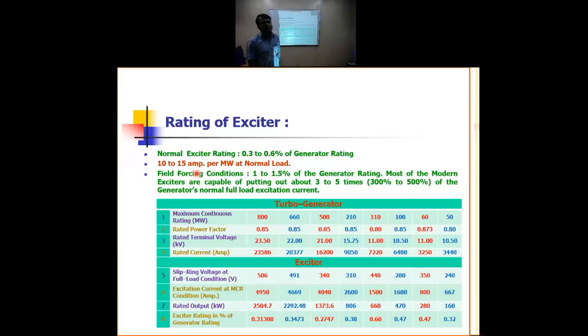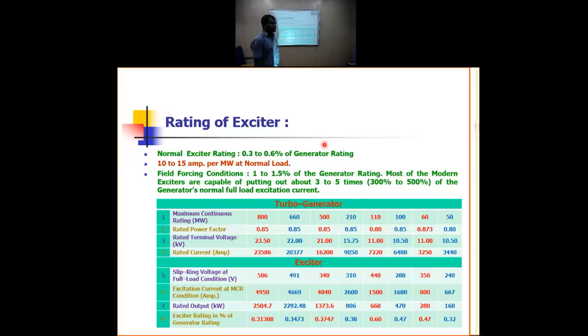But within that fraction of a second, you know that in electrical engineering, 0.001 second is also considered a very big time. That means 1 by 100 seconds or 1 by 1000 seconds is also considered in electrical engineering as a big time. So a fraction of a second is also important. So within that fraction of a second, the generator should be able to supply more amount of current.